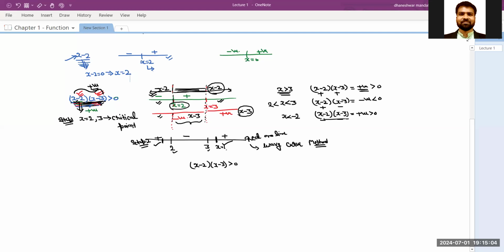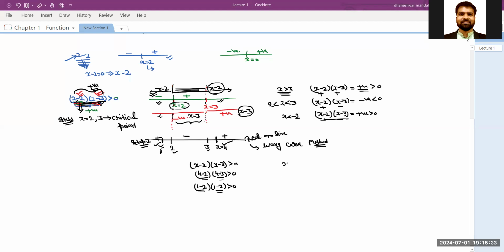So let's take 4. If I put 4 here, then 4 minus 2 is there, also 4 minus 3 is there. It means this term is positive, also this term is positive. Also here, if I take any number which is less than 2, so I take 1. So 1 minus 2 and 1 minus 3. Again, this term will be negative, also this term will be negative. Then the product of two negative terms is also greater than 0.